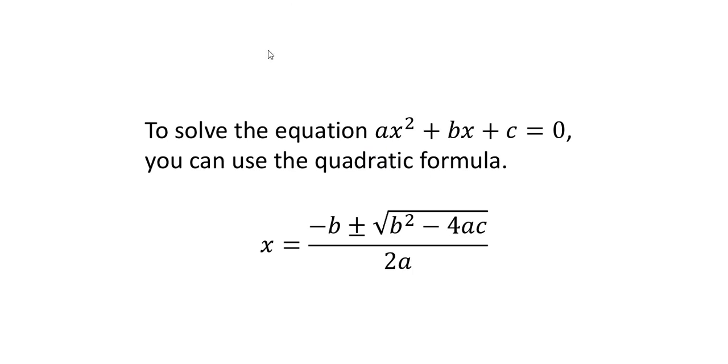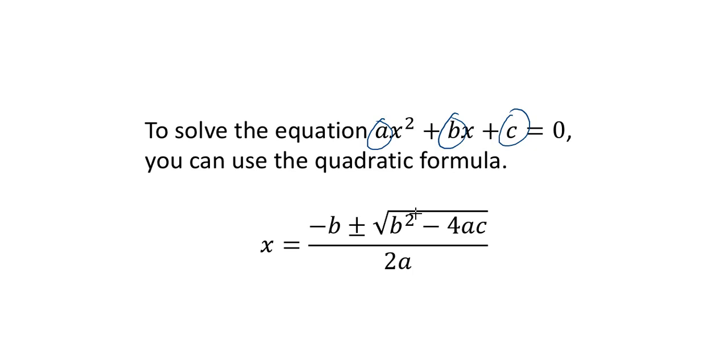The equation has to be set up in the way that you see here. It has to be equal to 0, and it has to be multiplied out like this before you can identify a, b, and c. And then once you identify a, b, and c, you plug them into this formula, and you simplify, and that gives you the solution to the equation.